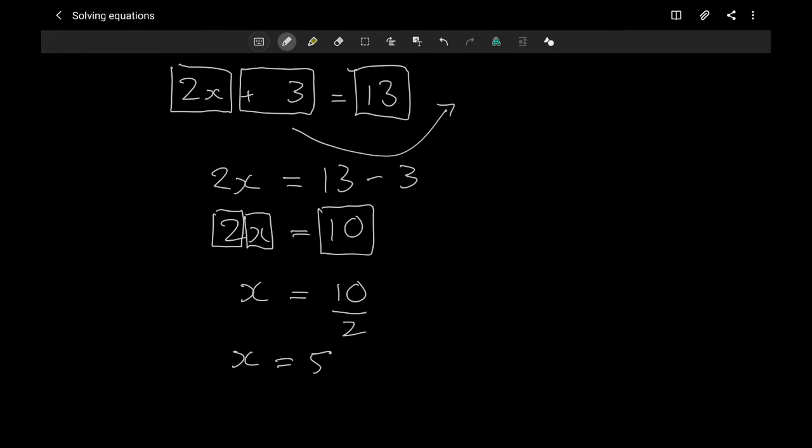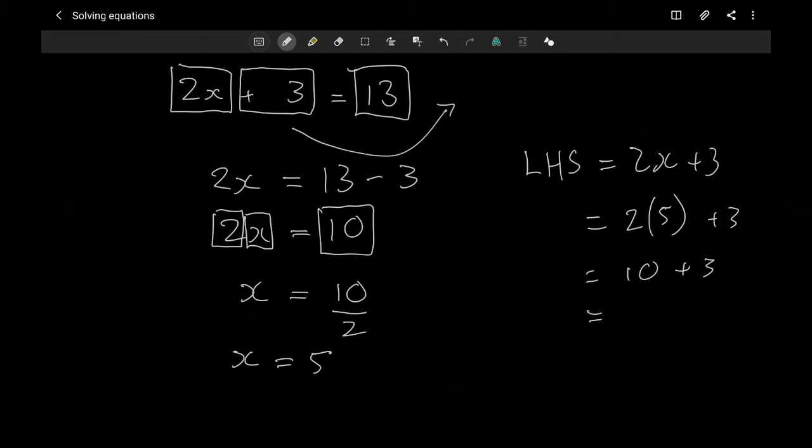So how do we test to see whether the solution is correct? Well, remember that the equation has to be balanced. So that is, the left-hand side needs to be exactly the same as the right-hand side. So if we take a look at the left-hand side, it says 2x plus 3. We've just found that x equals 5. So we have 2 times 5 plus 3. We know that 2 times 5 is 10.